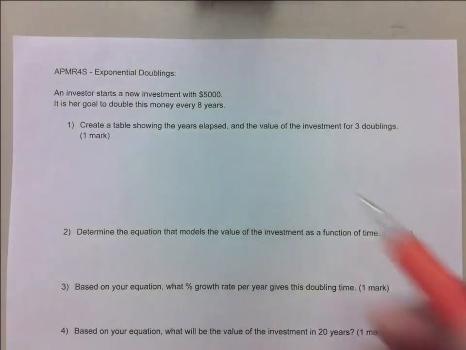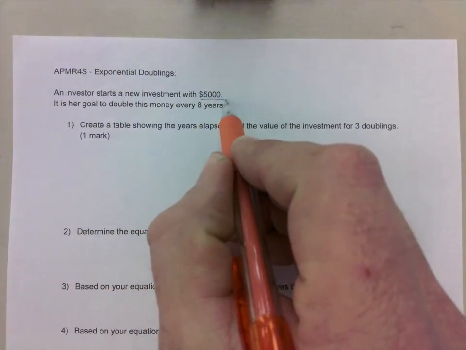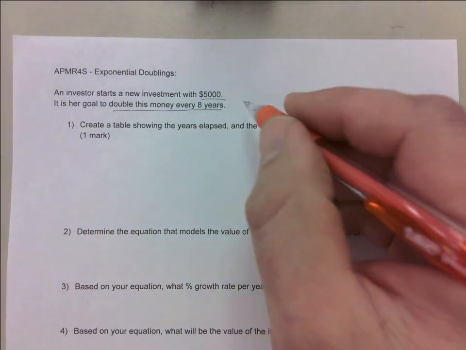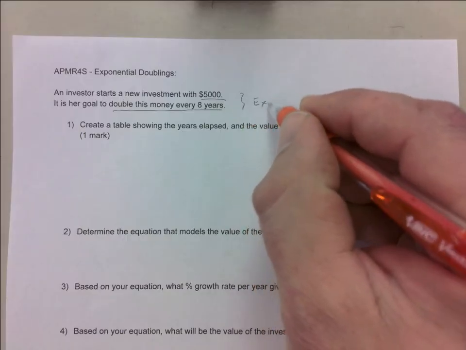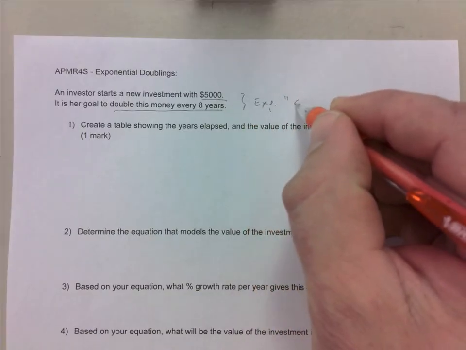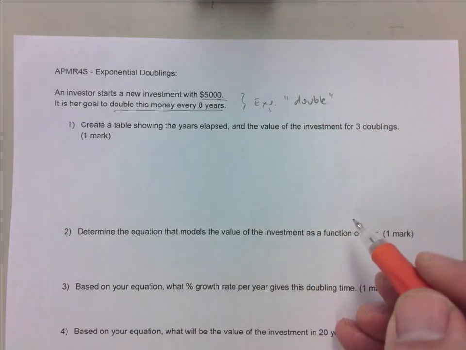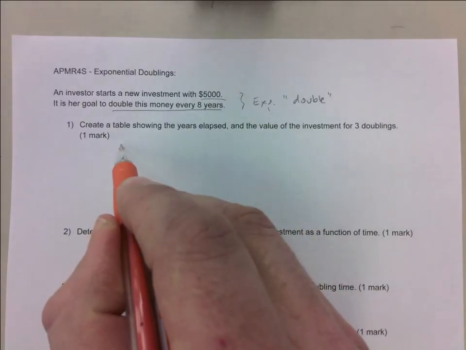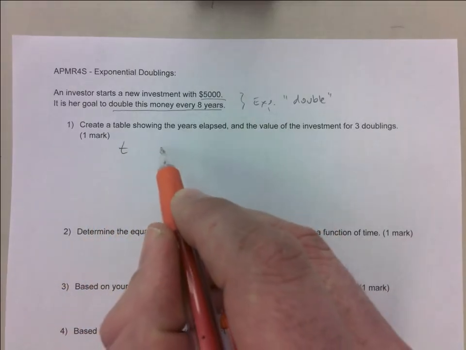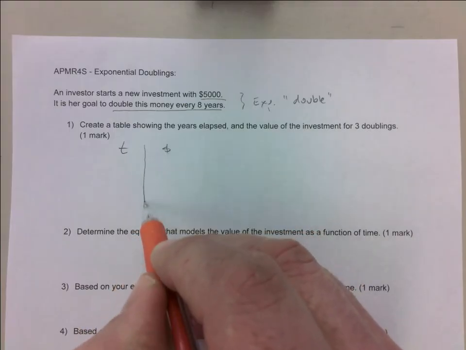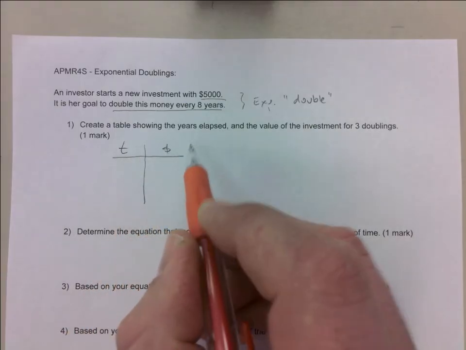All right, so here we've got an investment of $5,000 and it's doubling every 8 years. I hope that you understand that this is exponential because of the keyword doubling, right? Okay. So we've got time and money. So I need you to be very careful here.